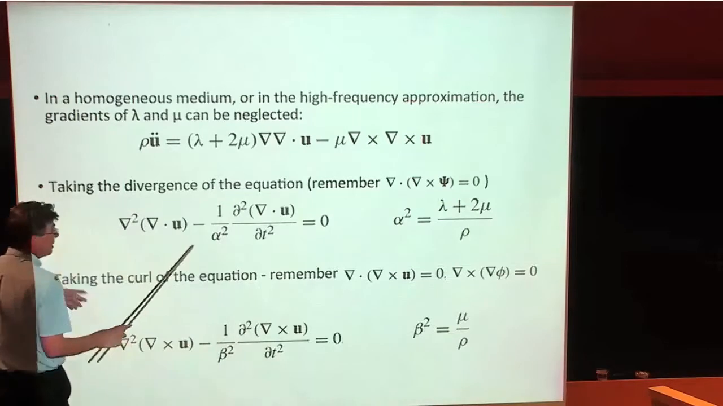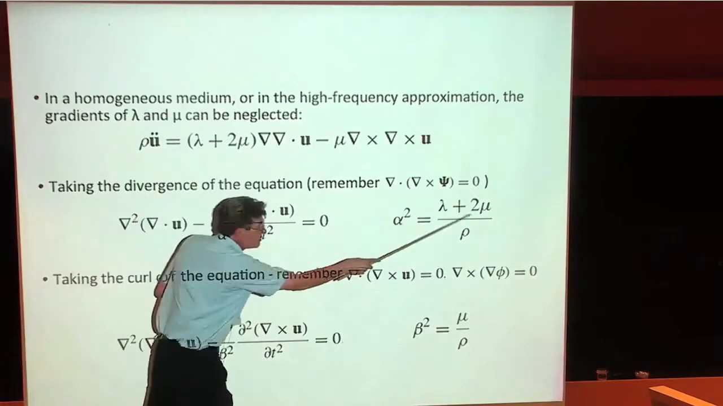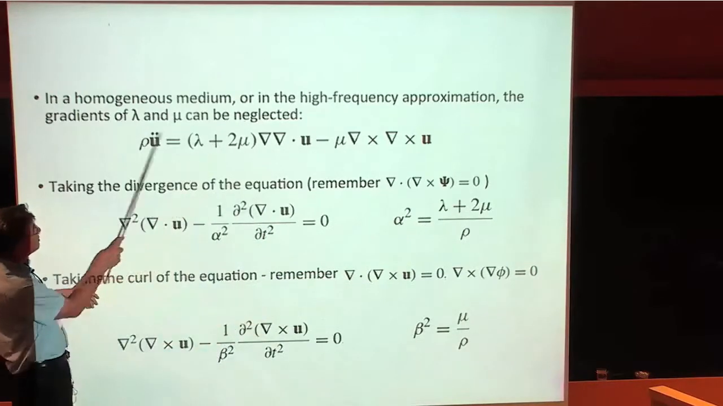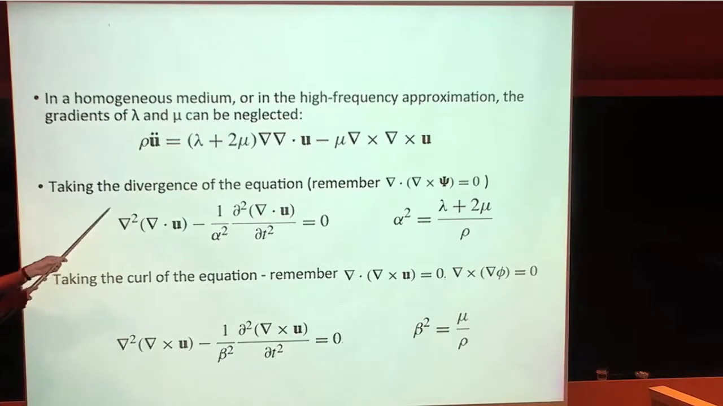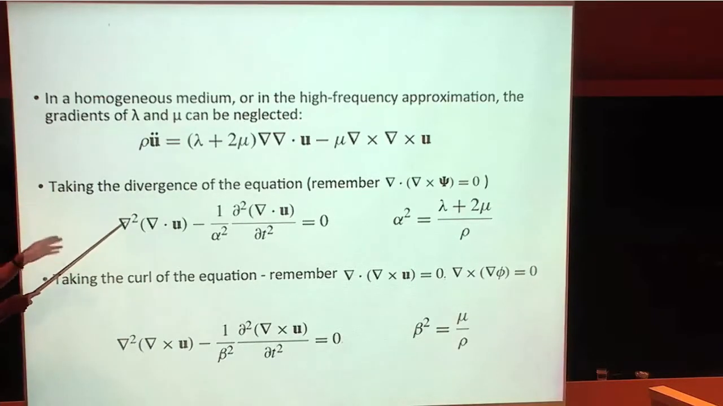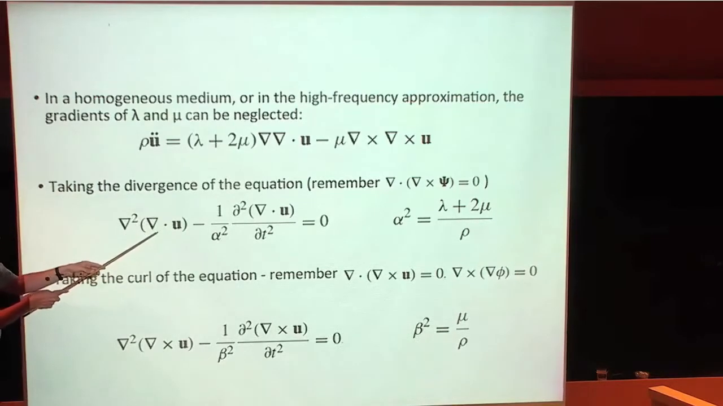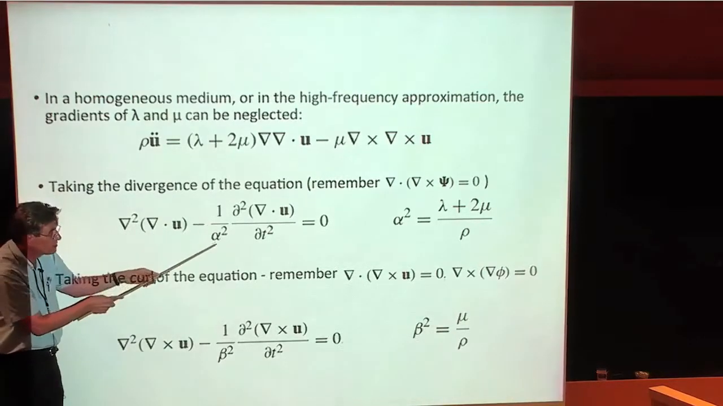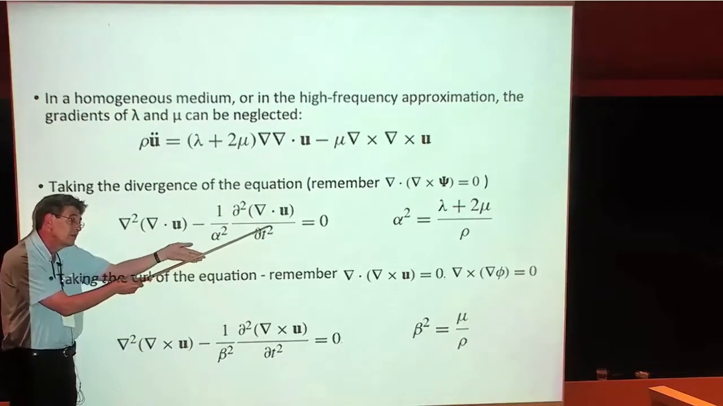If you take the divergence, where the alpha here is just the square root of lambda plus 2 mu over rho, which shows up over here, basically you have something called the Laplacian, double x derivative, y derivative, z derivative of the divergence of the displacement field, minus 1 over alpha squared, double time derivative of the same thing, the divergence of the displacement field, equal to 0.